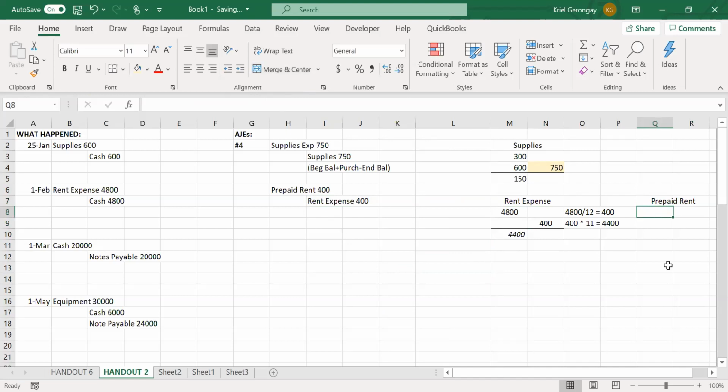So then your prepaid rent for the next year would have a beginning balance of 400 already. Does that make sense?